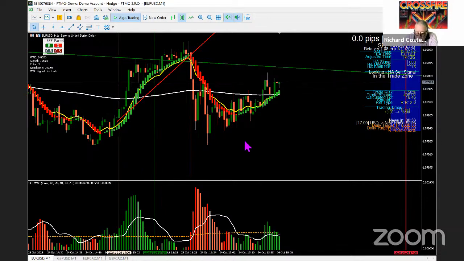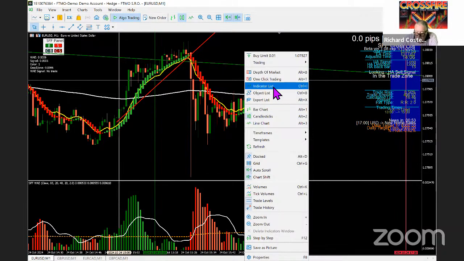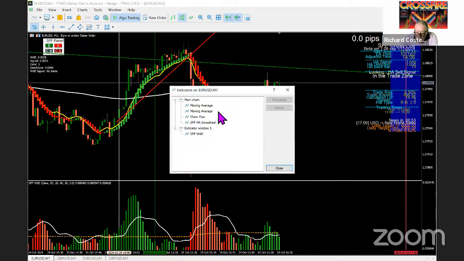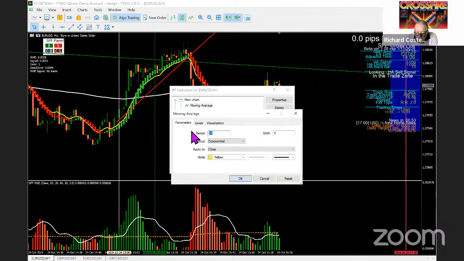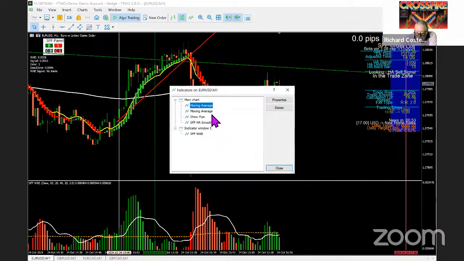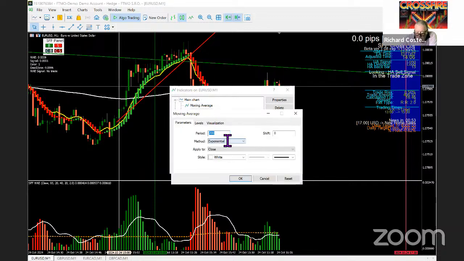If I go to my indicator list, I've got a moving average, and if you double click on that, it'll tell you what it is. It's a 13 moving average. It's an EMA as opposed to an SMA. It's yellow, and I like it to be quite thick. The 200 is a white line, and it's the same thickness.